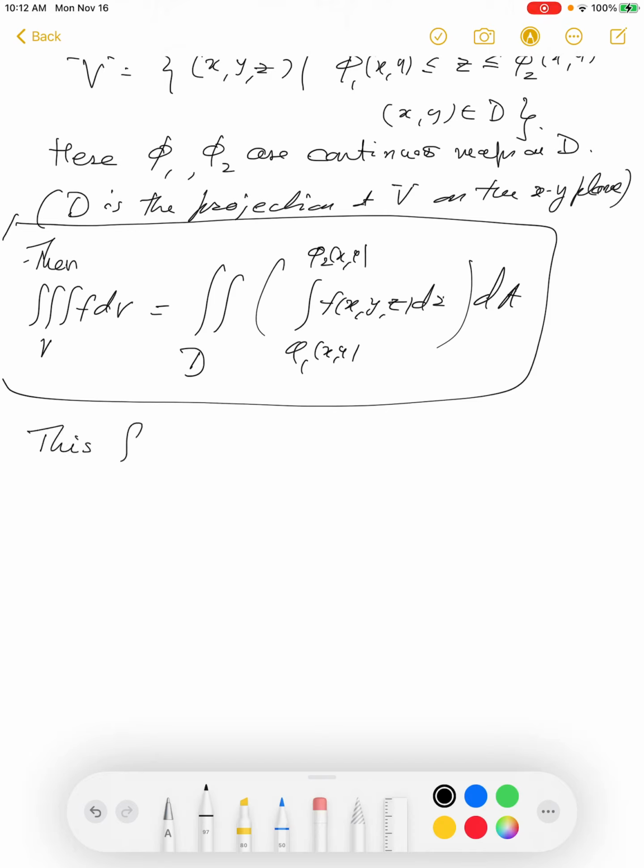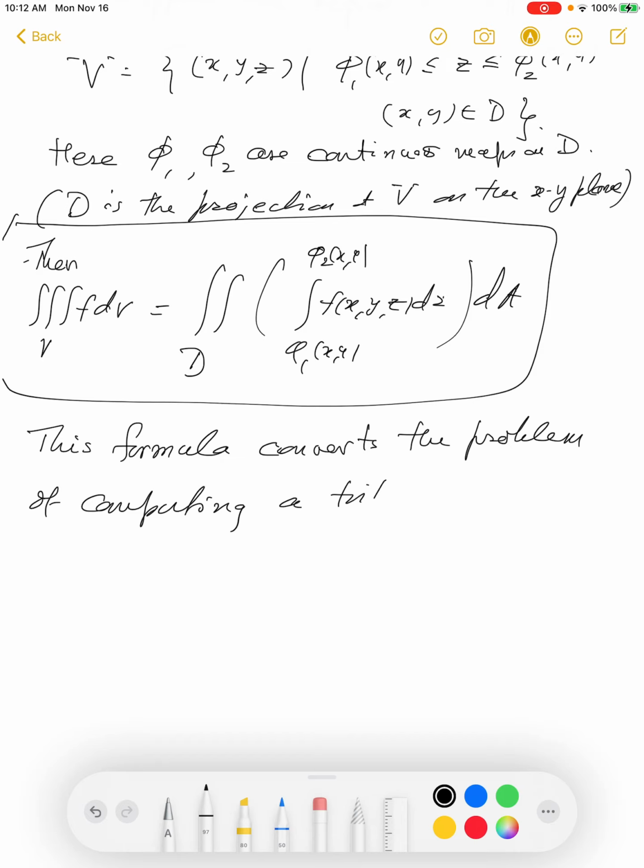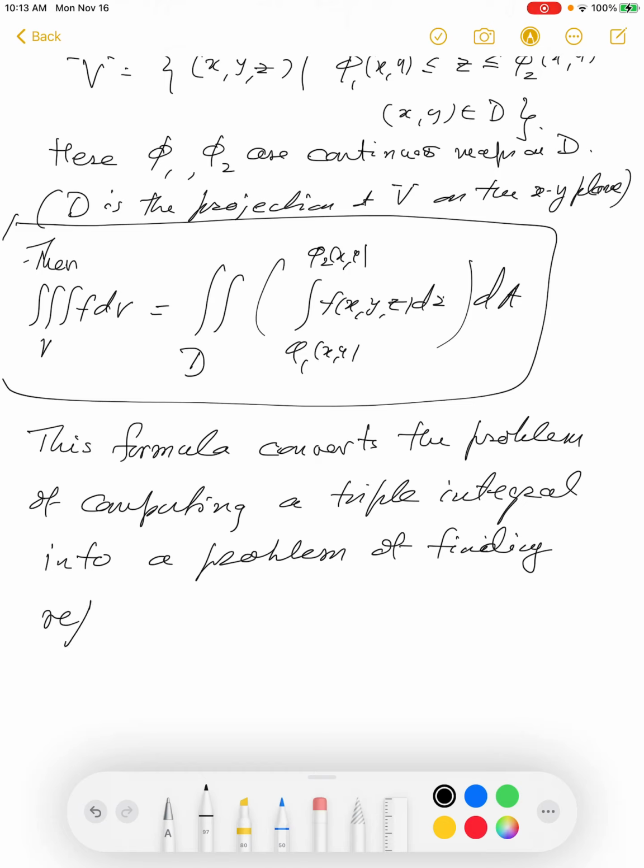So this formula converts the problem of computing a triple integral into a problem of finding repeated integrals, because you know how to write a double integral in terms of repeated integrals. So let's see some examples.